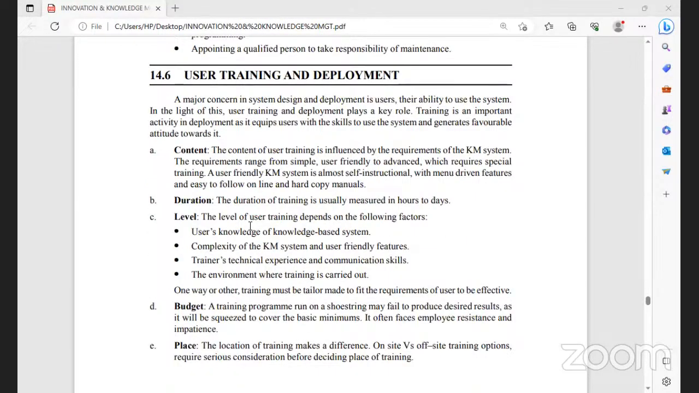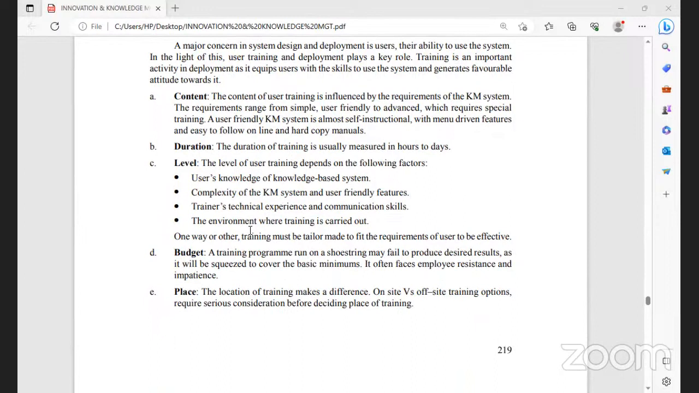Content. The content of user training is influenced by the requirements of the knowledge management system. The requirements range from simple, user-friendly to advanced, which requires special training. A user-friendly knowledge management system is almost instructional with menu-driven features and easy to follow online and hard copy manuals. Duration. The duration of training is usually measured in hours to days.